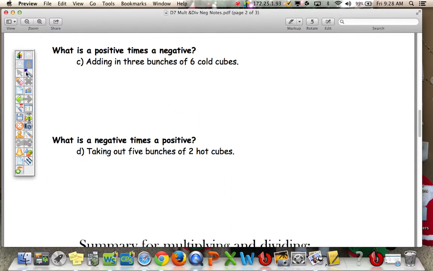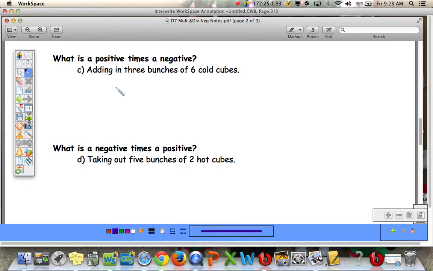What is a positive times a negative? It's like adding in 3 bunches, so I should use red, 3 bunches of 6 cold cubes. Now if you're adding in cold cubes, it will make your temperature go down. By how many? By 18 degrees. So adding in 3 bunches of cold cubes will reduce our temperature by 18.